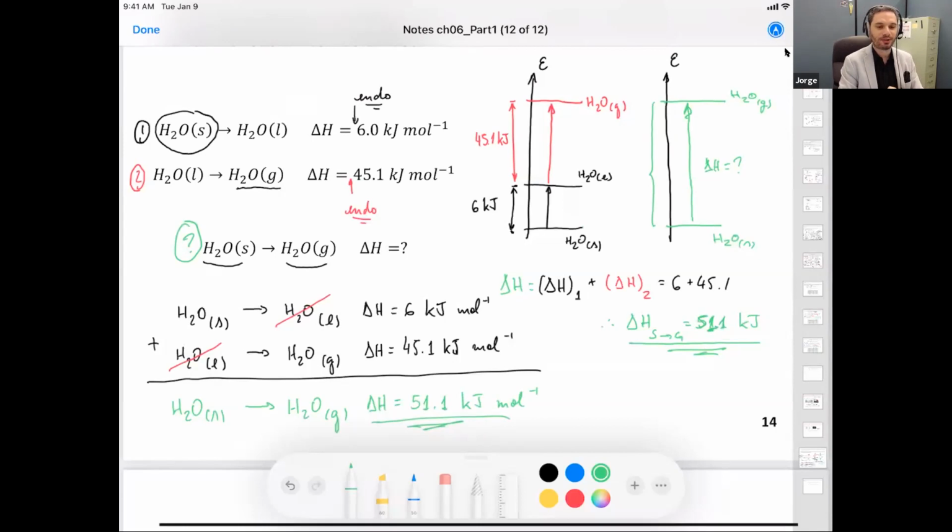In the event that you need to flip equations, the delta H has to flip signs. If you multiply a chemical reaction by a given number, the delta H has to be multiplied as well. And this is how you're going to use small and simple reactions to get the delta H for larger and more complex reactions.